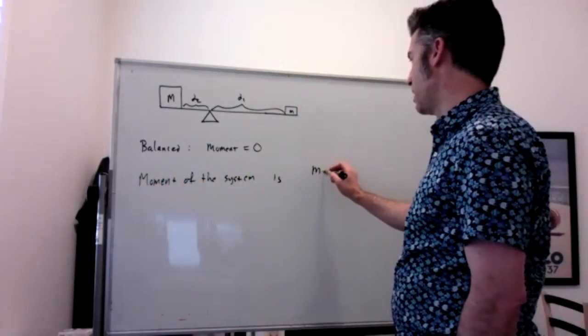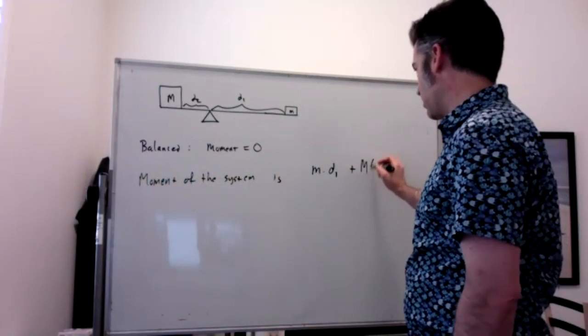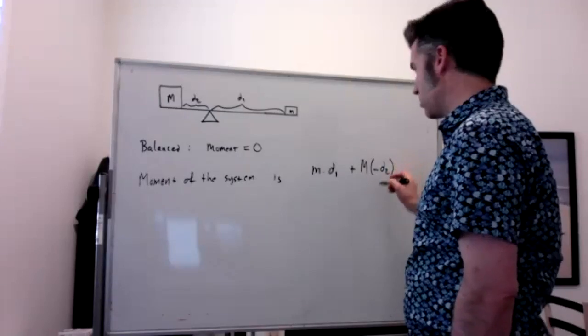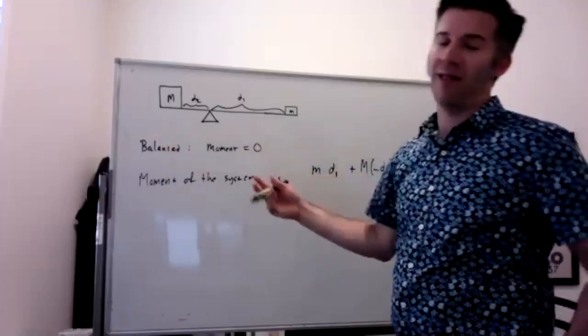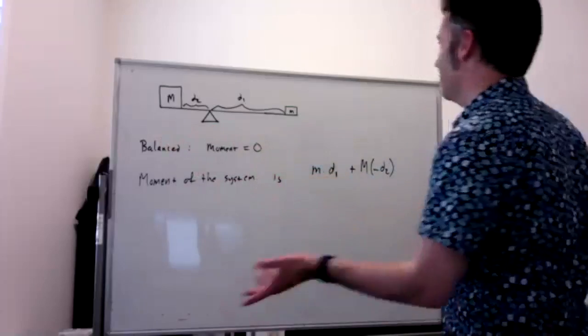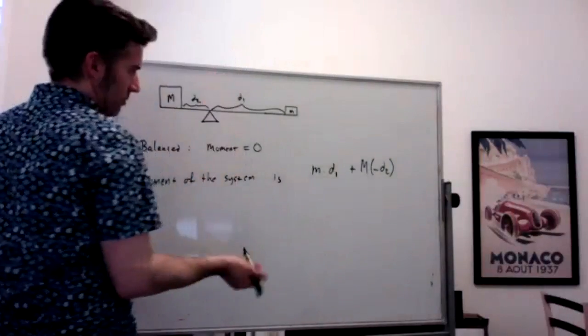is m times d1 plus capital M times negative d2. It's negative because it's to the left, because it's over on the other side, if we're thinking of this as the center, for example.